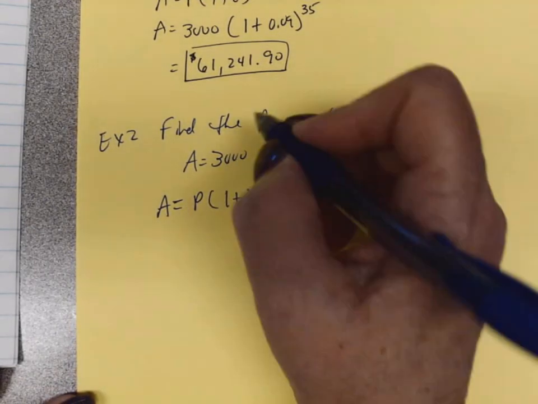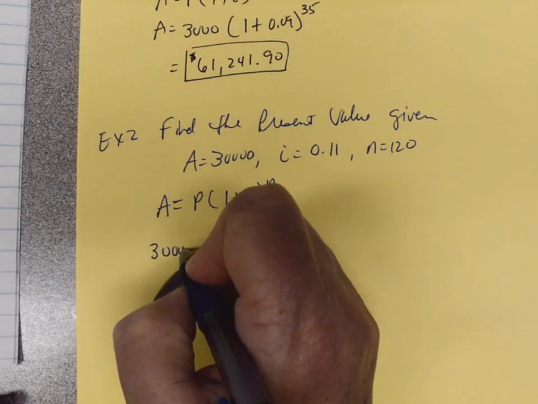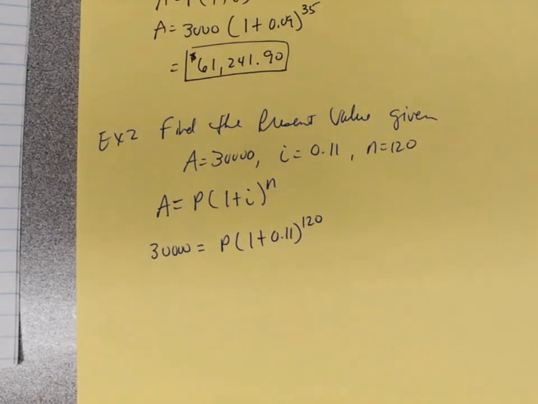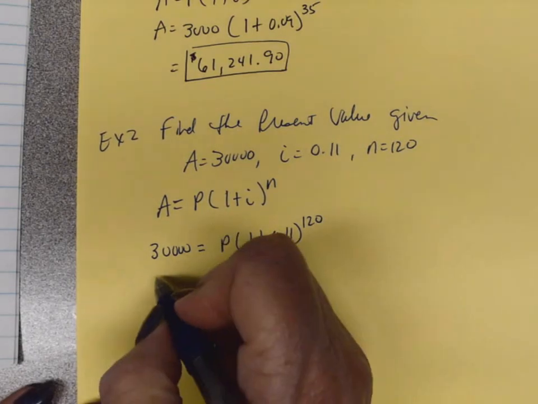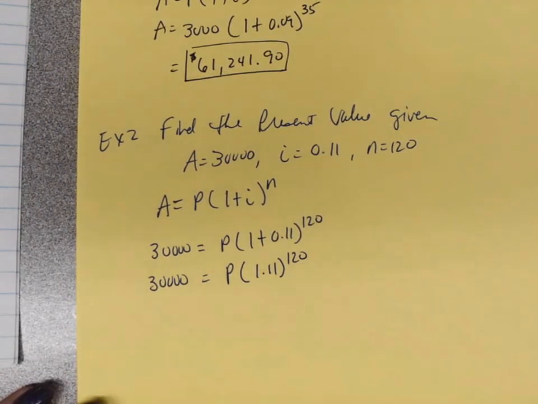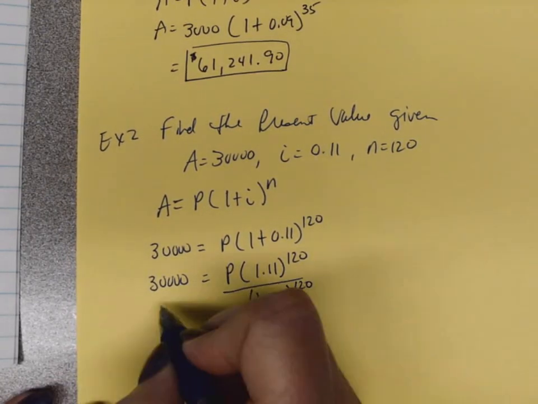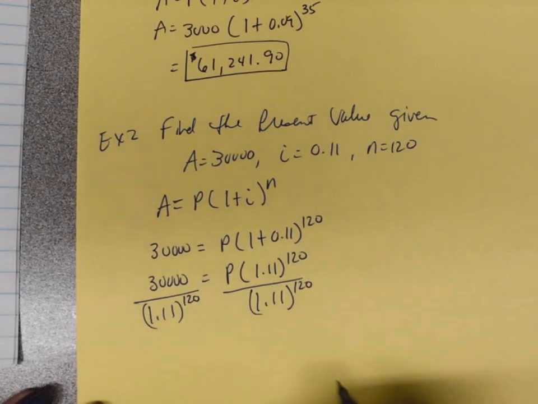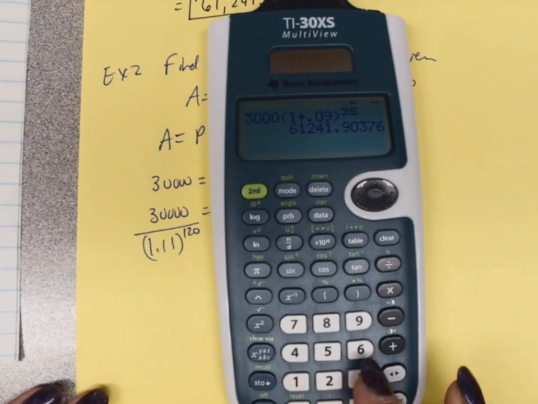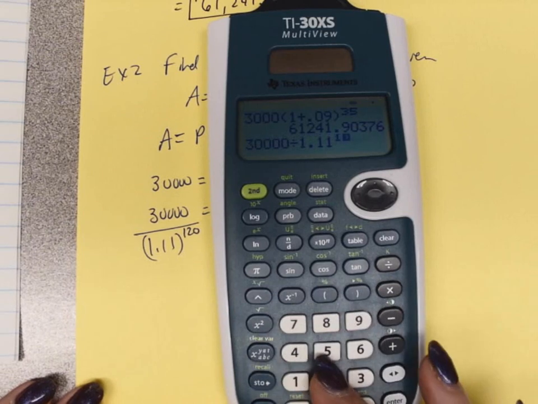All right, and that's 30,000, not 3,000. Makes a big difference. All right, so we have 30,000 equals P times 1 plus 0.11 raised to the 120. So I'm going to combine my like terms here. So 30,000 equals P times 1.11 raised to the 120. I'm going to leave it like that and just divide by it, because right now it's a manageable number to show that division. So when we put that in the calculator, we'll have 3 divided by 1.11 raised to the 120.